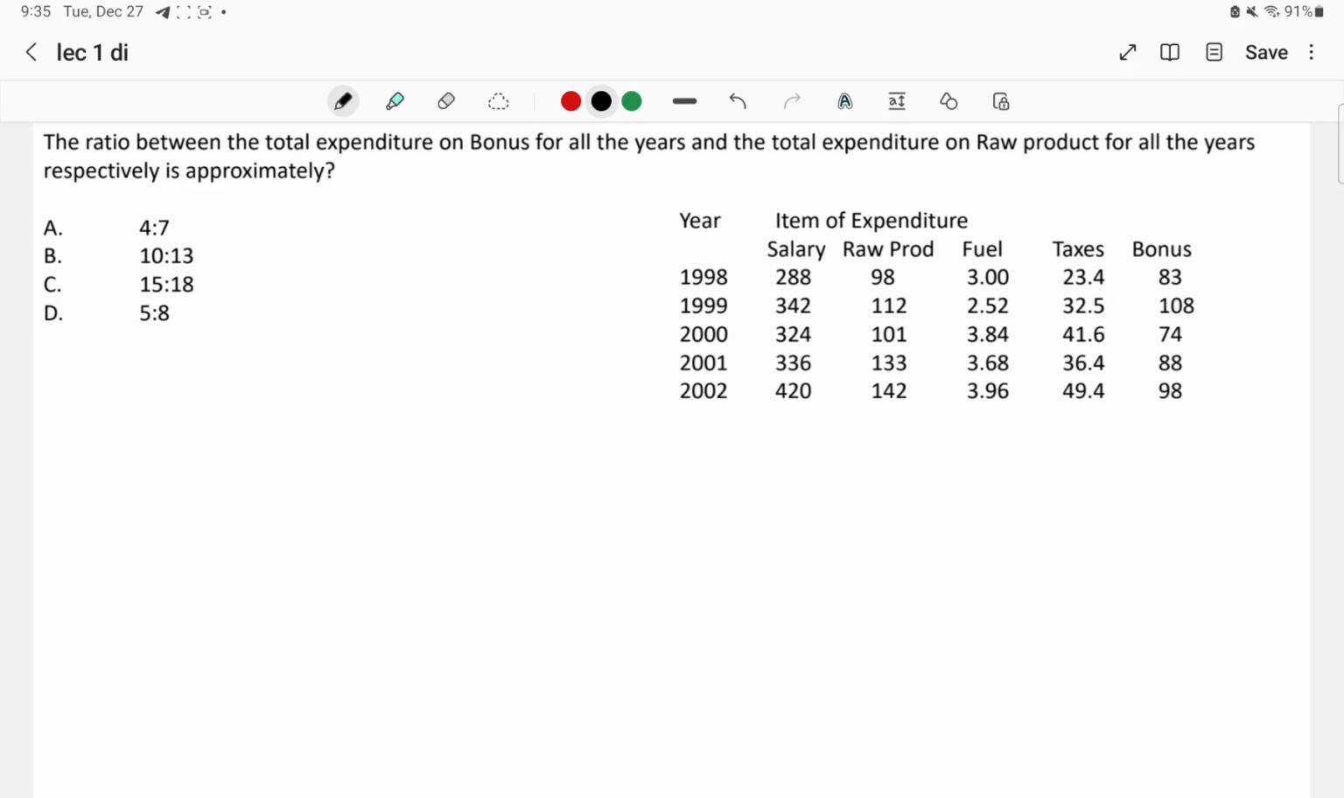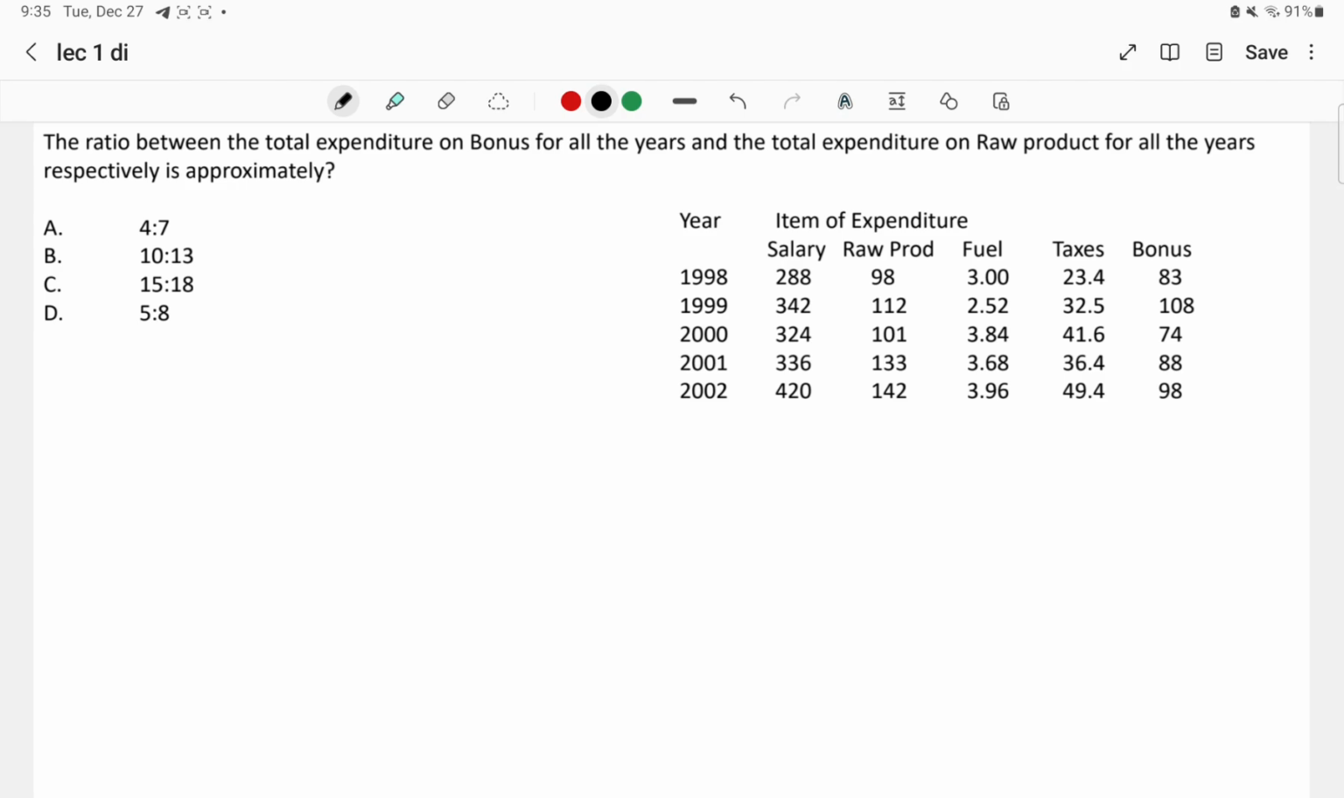Now try to understand why it was necessary to go through those topics that I have discussed in the mathematical reasoning, because उसी के बेसिस के ऊपर क्वेश्चन पूछे जाते हैं डीआई के अंदर. रेशो प्रोपोर्शन हो गया, एवरेज हो गया, परसेंटेज हो गया, ये टॉपिक्स को काफ़ी ज़्यादा इंपॉर्टेंस दिया जाता है. ठीक है, क्वेश्चन क्या पूछा है?